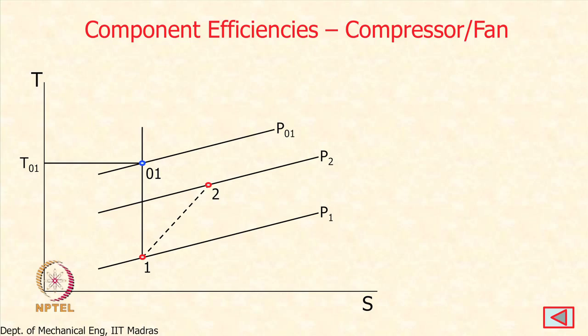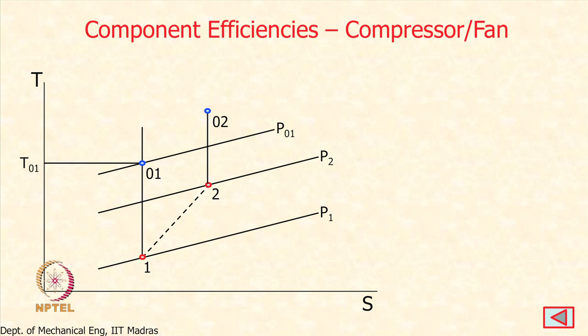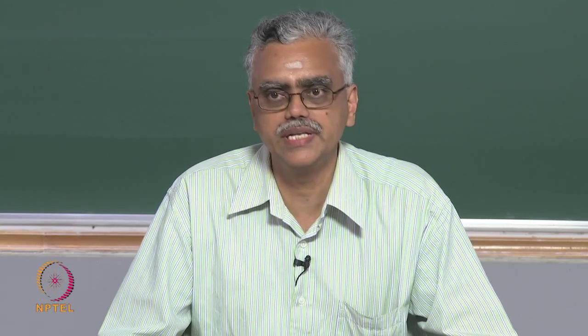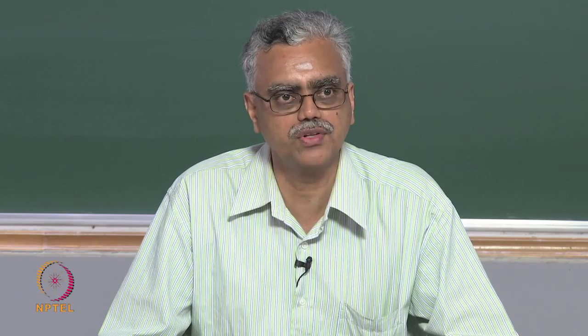So the compression process takes the static state from 1 to 2 like this, and because we have put in work, the stagnation pressure corresponding to this state will be higher than P01. So this is stagnation state 02, and it is going to be higher than P01. So P02 over P01 is going to be equal to the pressure ratio across the compressor, 20, 30 or 40, whatever we specify for the particular engine.